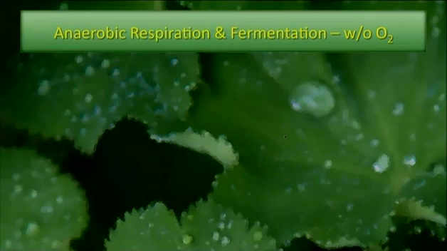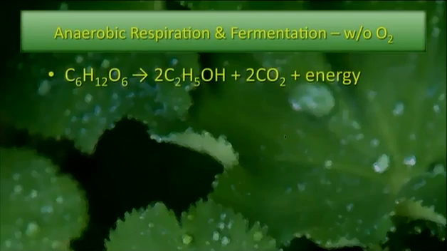Now, anaerobic respiration and fermentation are other pathways, slightly different. They do go through glycolysis, but they happen without oxygen, because oxygen doesn't come in until later. So this is the chemical equation for the production of ethanol. Glucose is converted to ethanol and carbon dioxide plus energy in the form of ATP. Ethanol is ethyl alcohol.